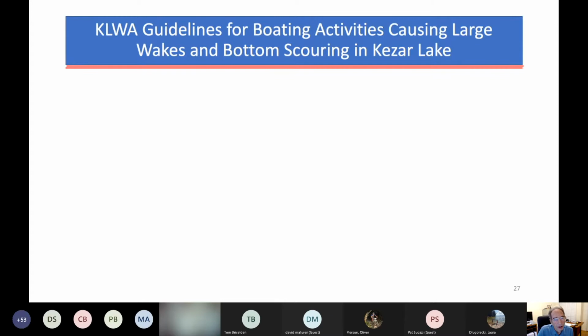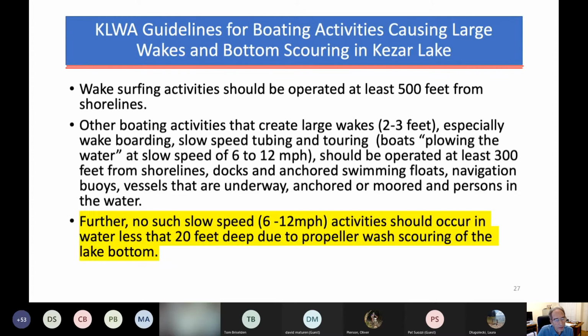So we had this set of guidelines for the wakes of 500 feet, and now we add further, no such slow speed activity should occur in water less than 20 feet deep due to the propeller wash scouring the bottom.